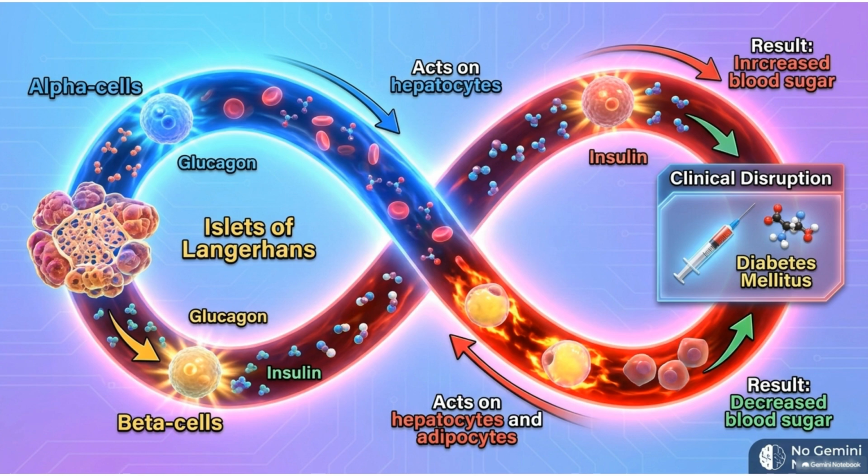Beta cells secrete insulin, the hypoglycemic hormone that regulates glucose homeostasis. It acts on hepatocytes and adipocytes. Insulin enhances cellular glucose uptake and glucose utilization. Insulin promotes movement of glucose into hepatocytes and adipocytes. Insulin stimulates glycogenesis, that is, formation of glycogen from glucose.